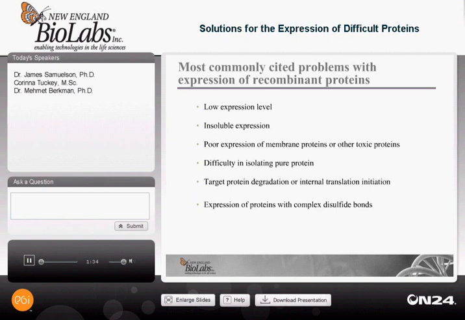Regardless of the type of protein, isolating a homogeneous sample is often challenging. In today's presentation, I will describe a new strain that we've engineered to aid the isolation of pure his-tagged proteins. And finally, many proteins from higher organisms require complex disulfide bonds for stability and proper folding. NEB also offers solutions for expressing these types of proteins either in vitro or in vivo.